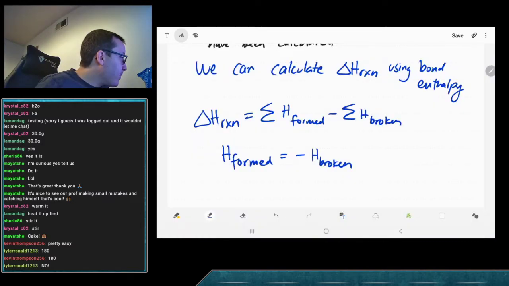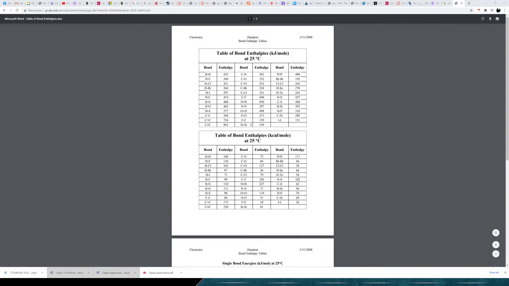So what this means is that these values here are positive. Those are how much it takes to break the bond. To form the bond, it's just the opposite. So if you take two H atoms and put them together to form an H-H bond, you are going to release 435 kilojoules of energy per mole of atoms. Your enthalpies are going to be different depending on which kind you're looking at.